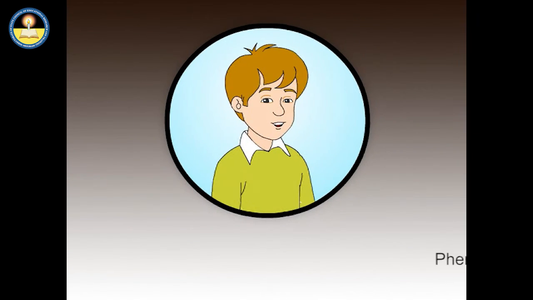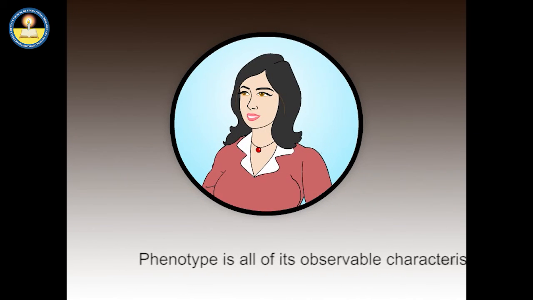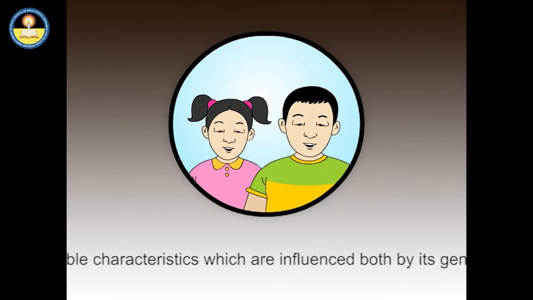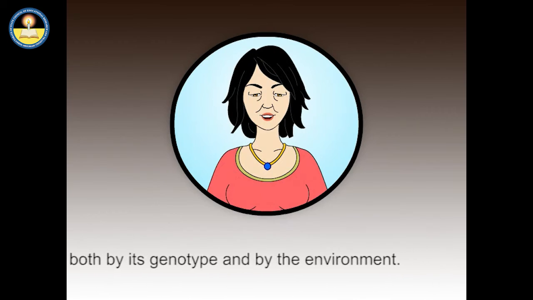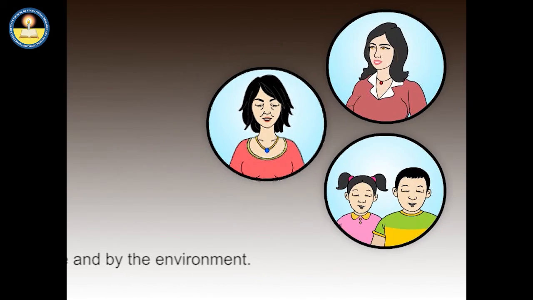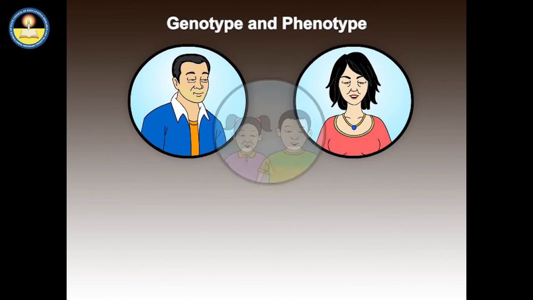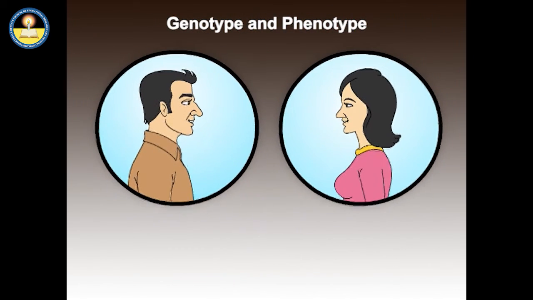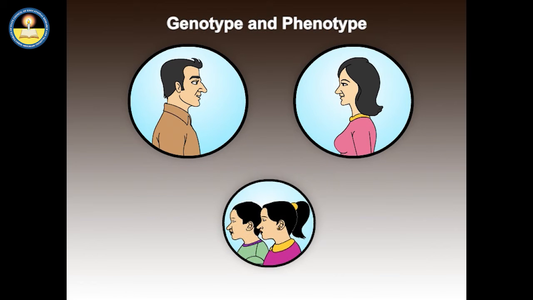An organism's phenotype is all of its observable characteristics, which are influenced both by its genotype and by the environment. For example, parents with black hair will likely give birth to children with black hair, just as parents with long noses will have kids with long noses.